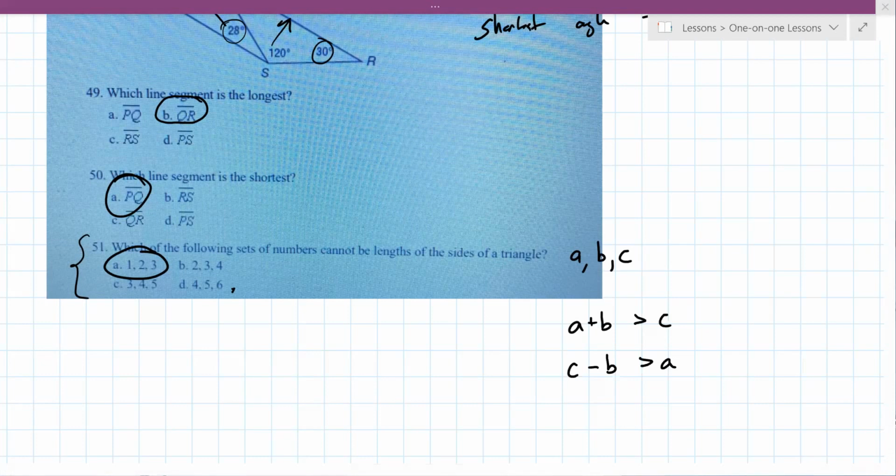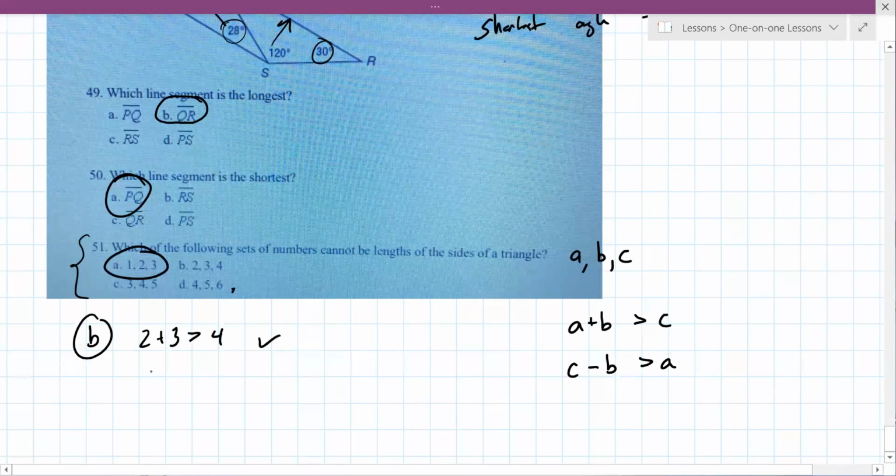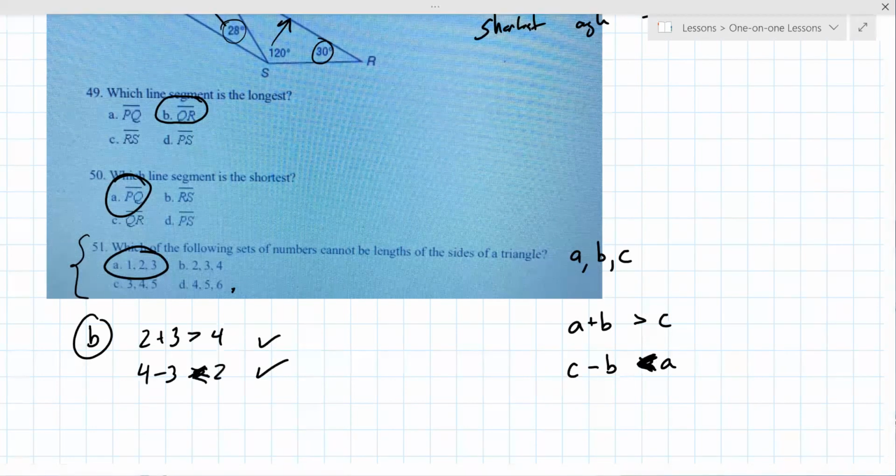So the reason it's A is if we look at B, 2 plus 3 is greater than 4. Check. 4 minus 3 is greater than 2, check. 4 minus, I'm sorry, it's less than, I guess it's less than that. So I wrote the wrong thing here. And then all the others follow. I find that kind of confusing. I apologize.